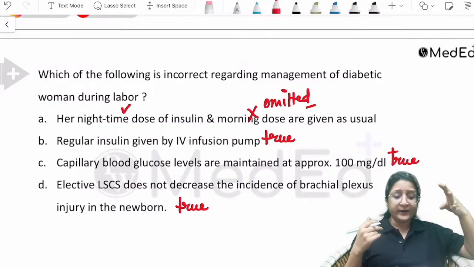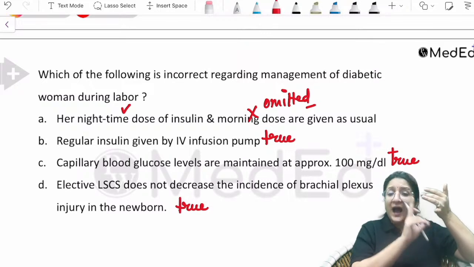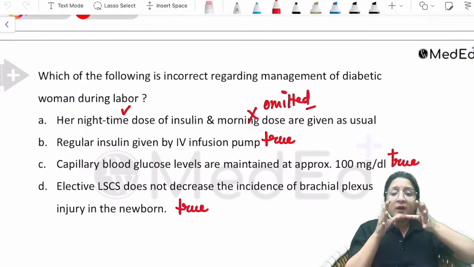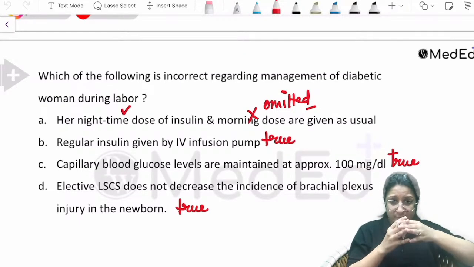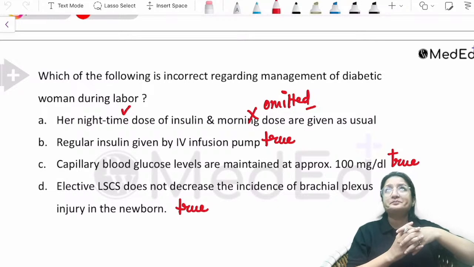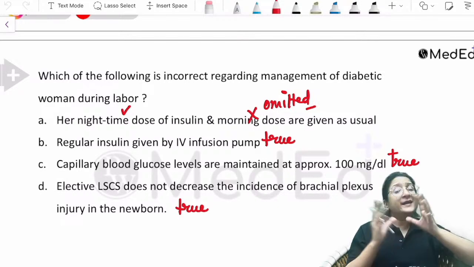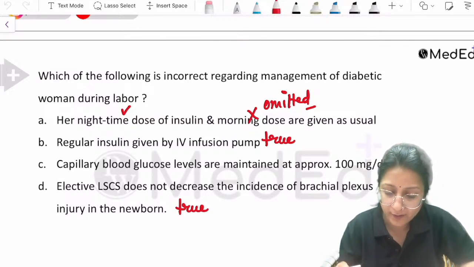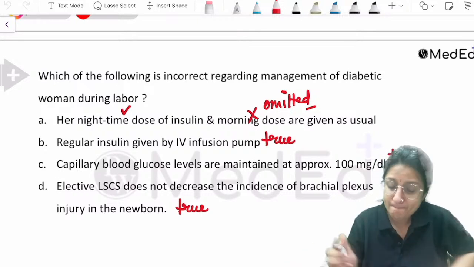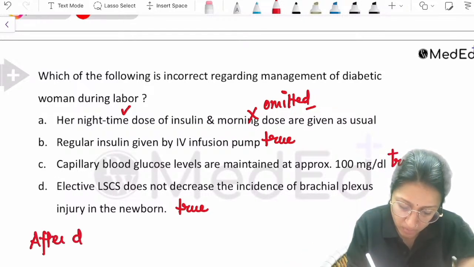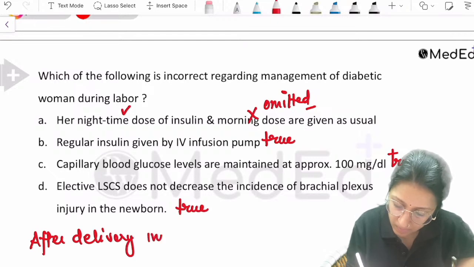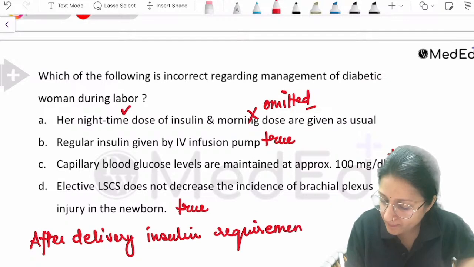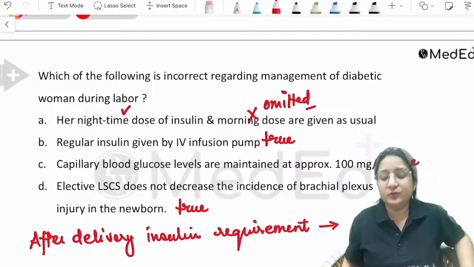Now I'll give you one more pointer here. The pointer here is after delivery. You tell me, after delivery, what will happen to her insulin requirement? What will happen to the insulin requirement?